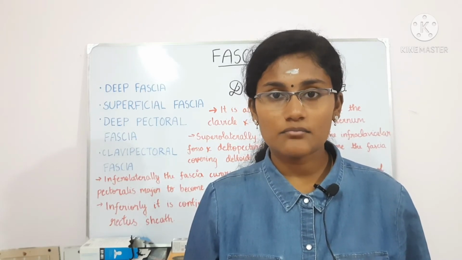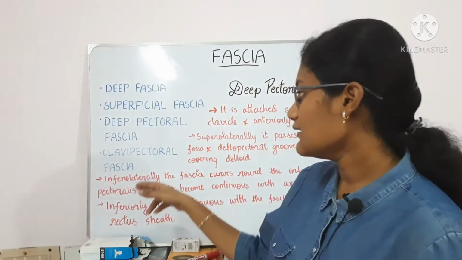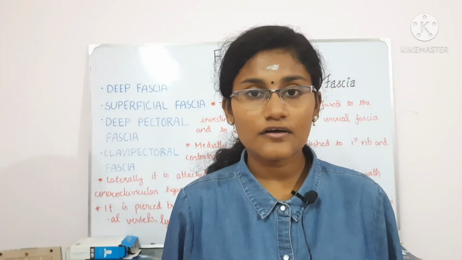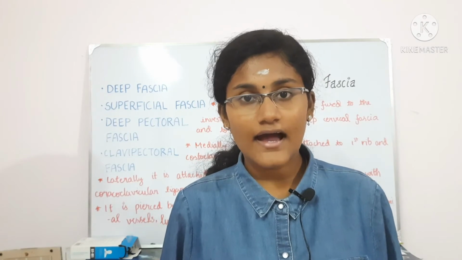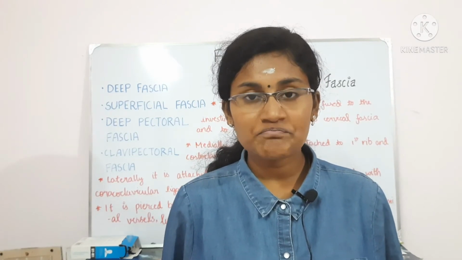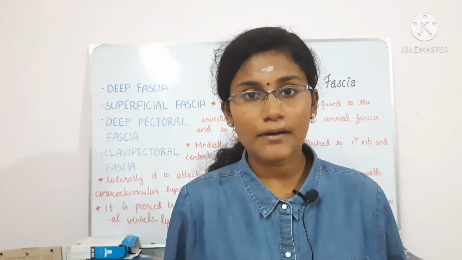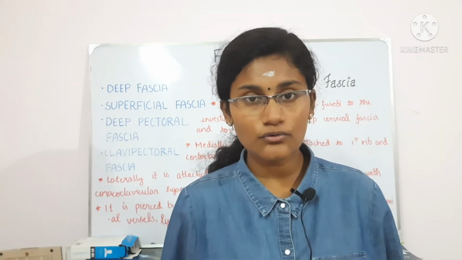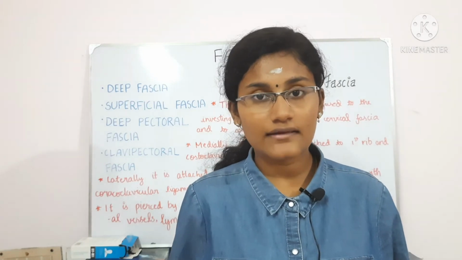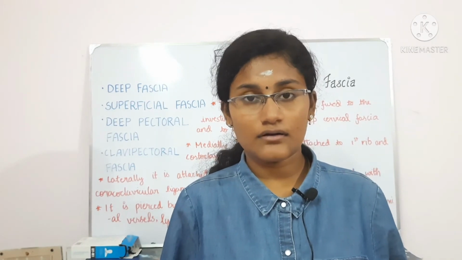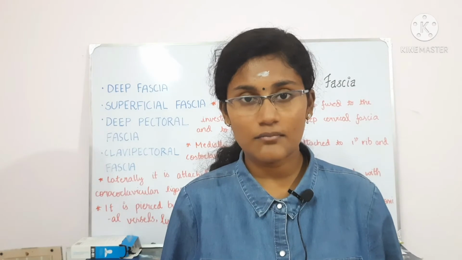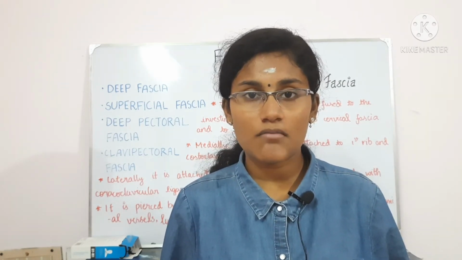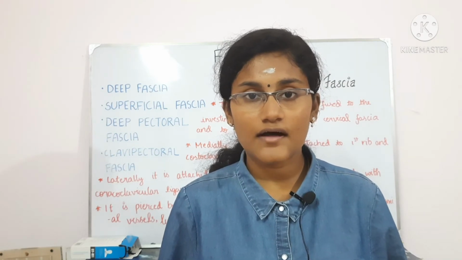Okay, now let's talk about the next thing, that is the clavipectoral fascia. The clavipectoral fascia is a fibrous sheet and it is attached deep to the clavicular part of the pectoralis major muscle. The pectoralis major muscle is divided into two, and the clavipectoral fascia is attached to the clavicular part of the pectoralis major muscle. The clavipectoral fascia extends up to the clavicle above and up to the axillary fascia below.